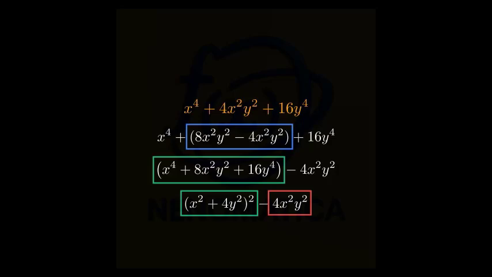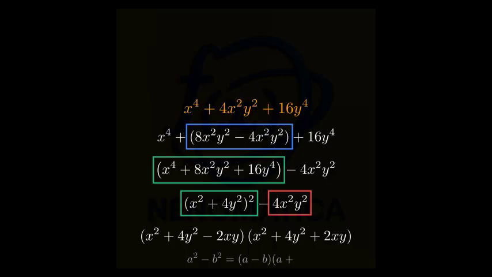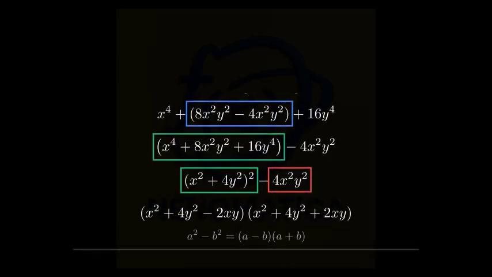Step 4. Apply the difference of squares. a squared minus b squared equals (a minus b) times (a plus b). Here, a is x squared plus 4y squared, and b is 2xy. So the factorization is (x squared plus 4y squared minus 2xy) times (x squared plus 4y squared plus 2xy). Now, let's move to example 2 and follow the grouping structure step by step.